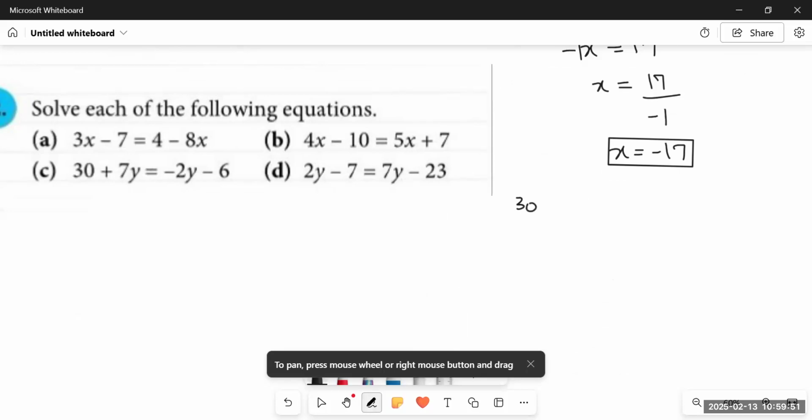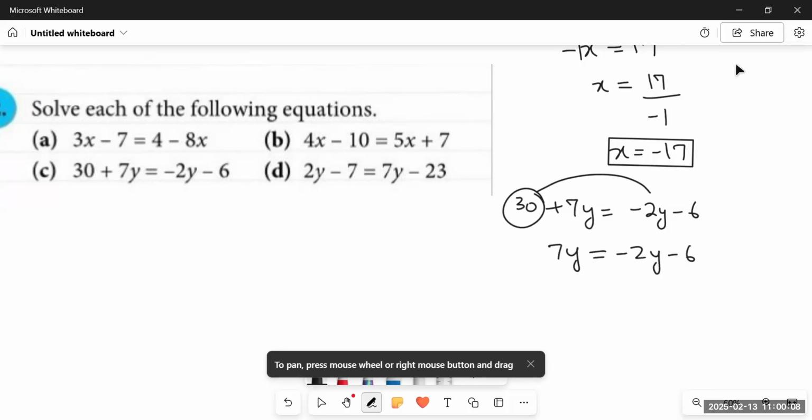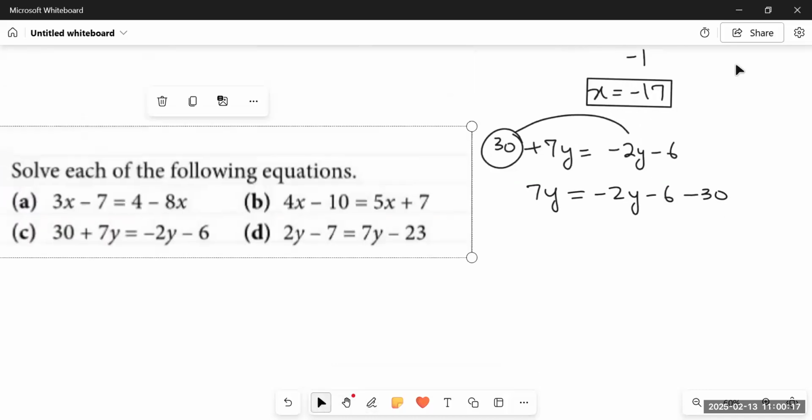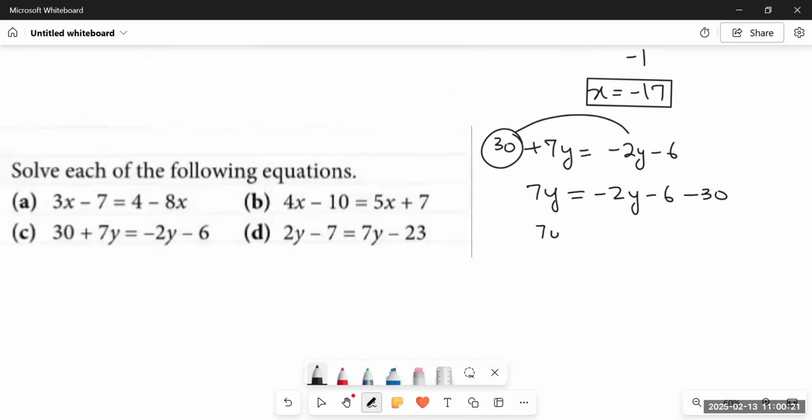Then we have 30 plus 7y is equals to minus 2y minus 6. First, what we have to do, we have to remove this constant from left-hand side. Follow the steps I repeat. 7y is equals to minus 2y minus 6. From plus 30, it will be minus 30. Then what we will do? It will be 7y is equals to minus 2y minus 6 minus 30, which will give you minus 36. Then we will shift minus 2y to the other hand side. It will be 7y plus 2y is equals to minus 36.